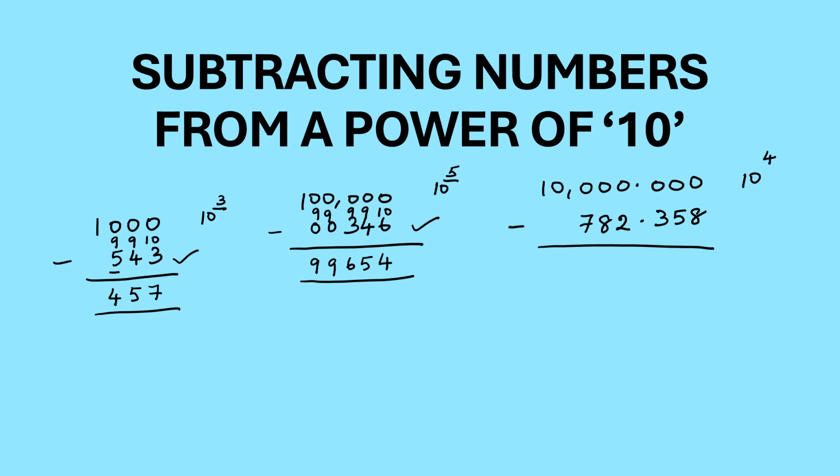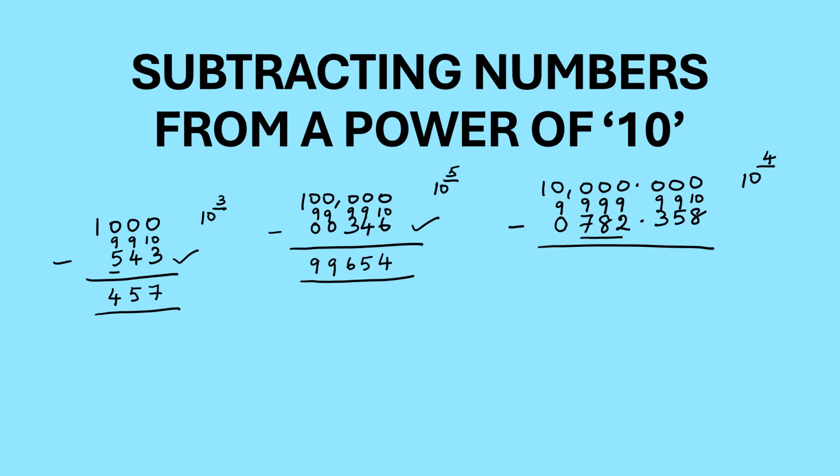Since it is 10 to the power of 4, we need to make sure that the number before the decimal consists of 4 digits. Here 782 consists of only 3 digits, so we add a 0 to make it 4 digits. Now, starting from the leftmost digit, you write a 9 above each of the digits until you reach the last digit. You go all the way until you reach the last digit. And here you write a 10.